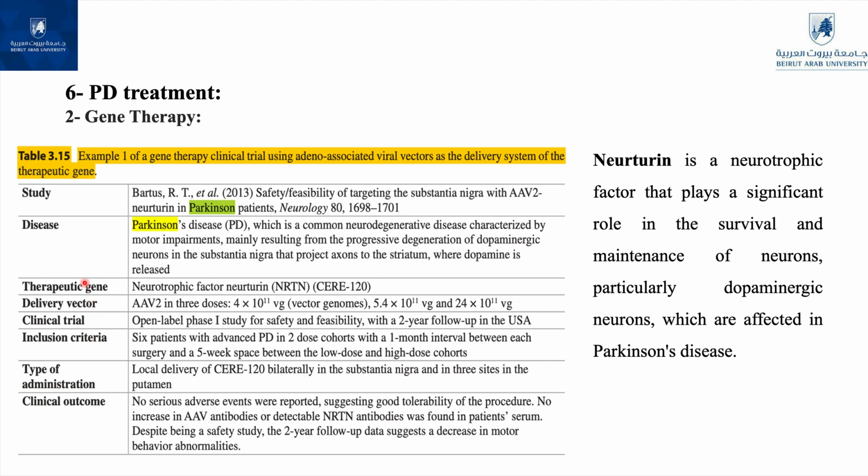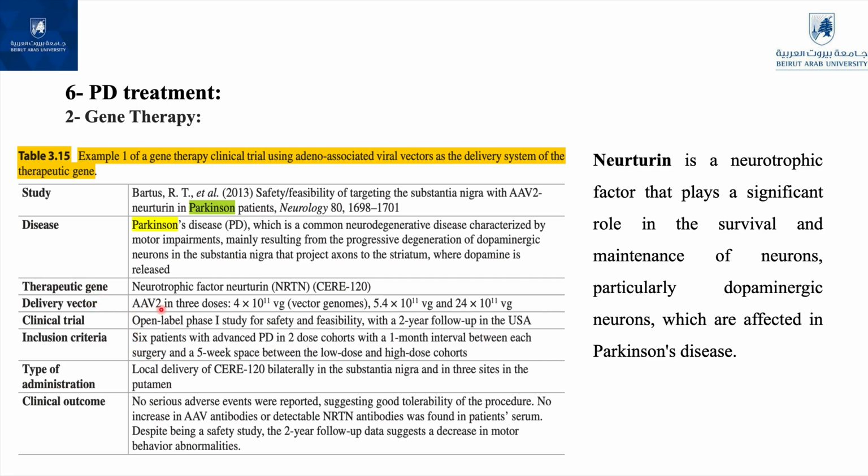Here we have another gene therapy. You can see the gene encoded is NRTN, to code for neurturin, which is a neurotrophic factor that plays a significant role in the survival and maintenance of neurons, particularly the dopaminergic neurons, which are affected in Parkinson's disease.